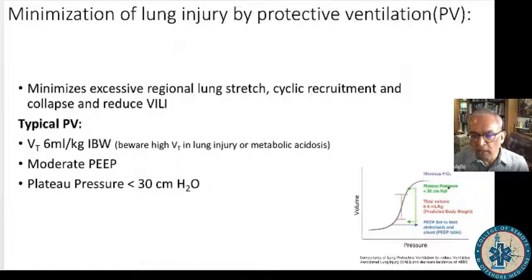So to perform protective ventilation, you use as low an FiO2 as you can. Keep the plateau pressure less than 30 centimeters of water. Use 6 to 8 mils per kilogram of predicted body weight, and set your PEEP to adjust to limit atelectasis and shunt. And you can refer to a PEEP table for that.